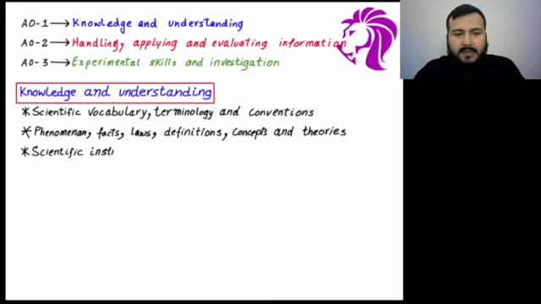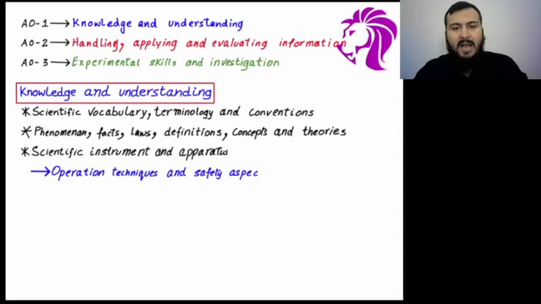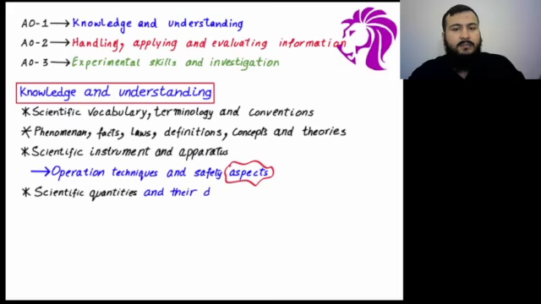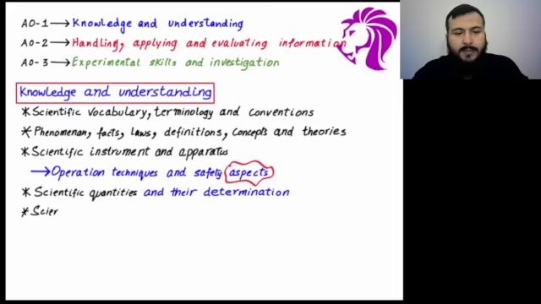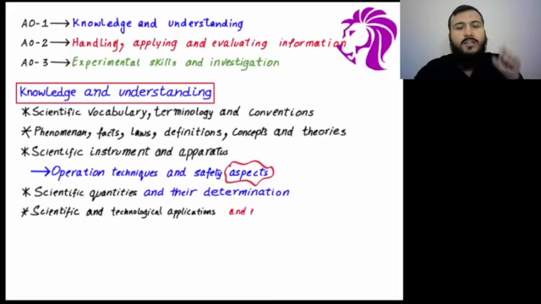He expects us to have knowledge of the scientific instruments and apparatus and their operation techniques, how the apparatus is used, what the safety aspects are, and what the limitations of a certain apparatus are. Another learning content is that the examiner expects us to know scientific quantities and how they are determined, like how volume is measured, how length is measured, how a short time interval is measured, right?